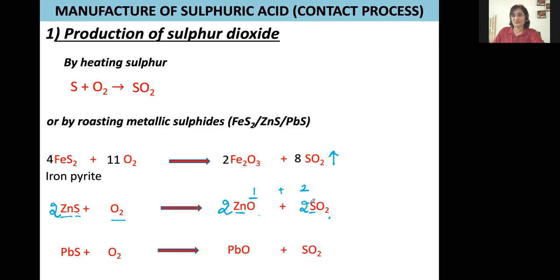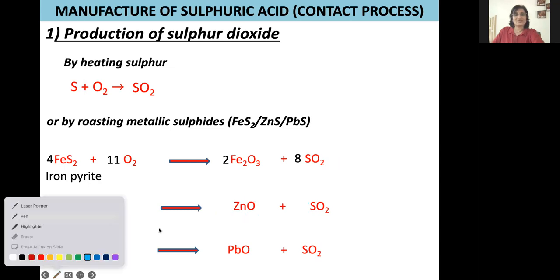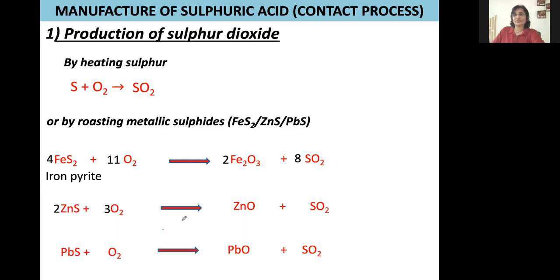Again, our oxygen changes. Now let's count the oxygen again. On the right hand side, 2 plus 4, that is 6. How do we make this 6? Right? You have to multiply this by 3. So let's rewrite 2, 3, 2 sulfur dioxide and 2 zinc oxide. This equation is similar and it goes this way. There you go. We are done with the first step of contact process, production of sulfur dioxide. You can use any of these methods.